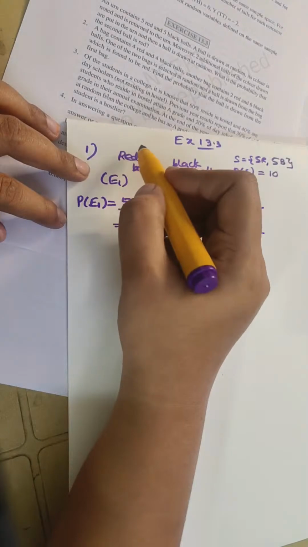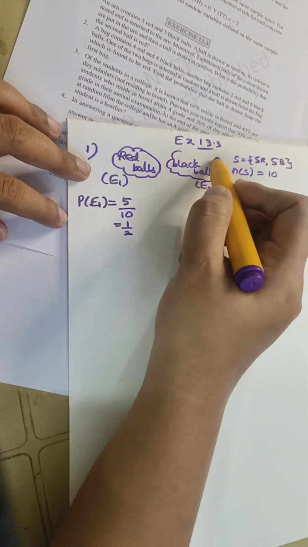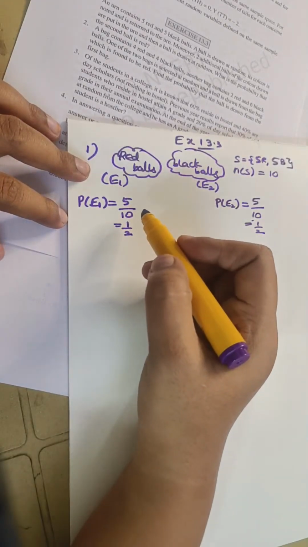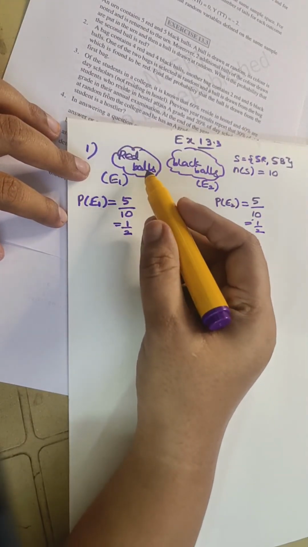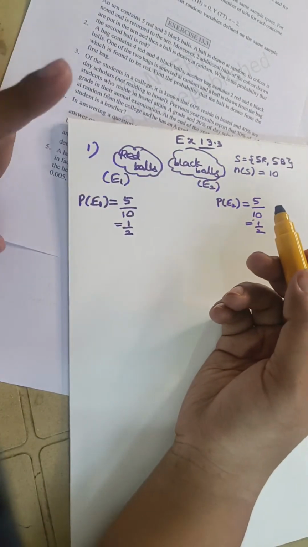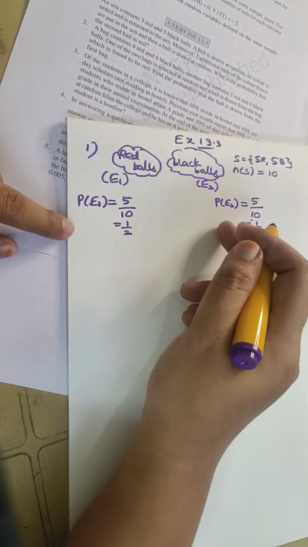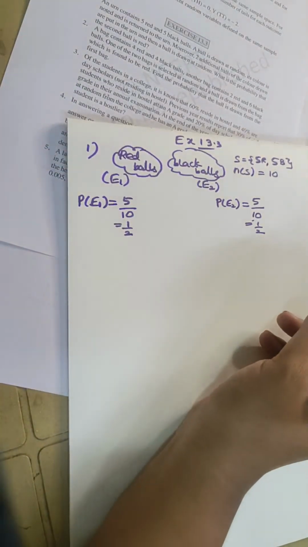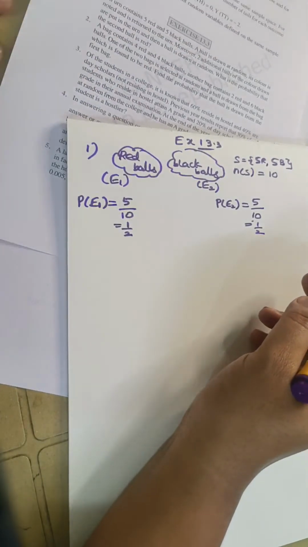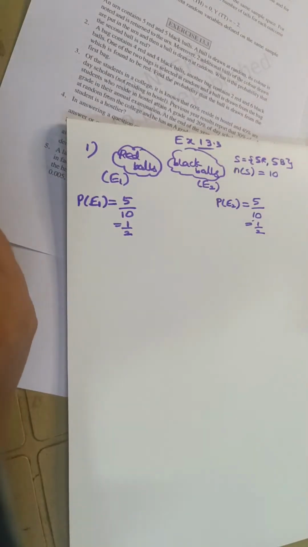So initially I have red balls and black balls. I have assumed E1 as the event that it can be the red ball, E2 as the black ball. Initially I need to find the probability of the red ball and the black ball. So that part is over. Next, we need to select what is the main part of the question.